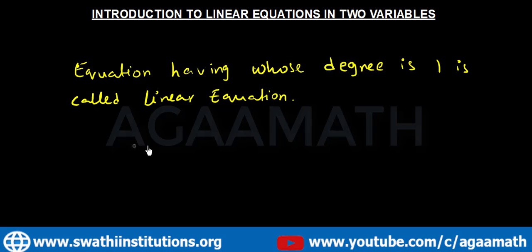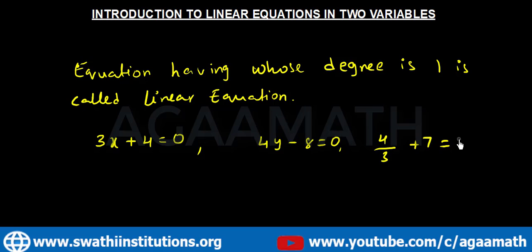Okay, fine. So we now know what a linear equation is, but first we'll see a linear equation in one variable. That is an unknown, like 3x plus 4 equals 0. This is a linear equation with one variable. You can use any variable, for example 4y minus 8 equals 0, or 4 over 3p plus 7 equals 8. So these are the linear equations in one variable.